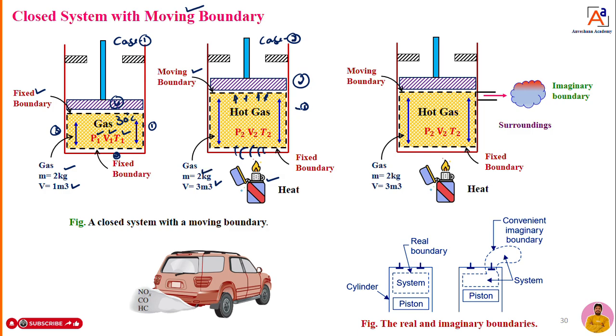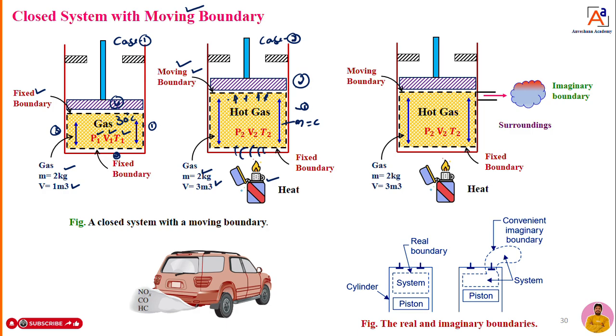But when the piston moved from point 1 to point 2, the volume increases, right? That means the boundary is moving from point 1 to point 2. If the boundary is moved, that boundary we can call a moving boundary. But you can see here now, the mass is not moving at all. Mass is constant. Only the boundary is moving. Hence we can say closed system. This is a closed system with moving boundary.